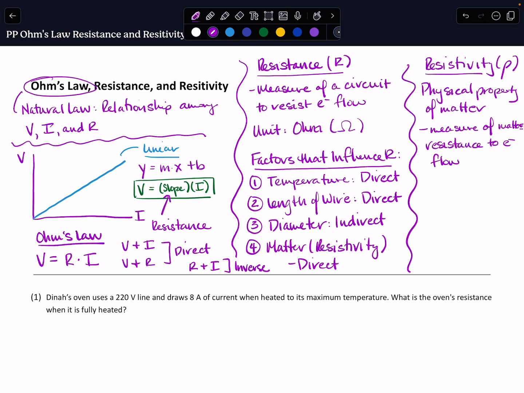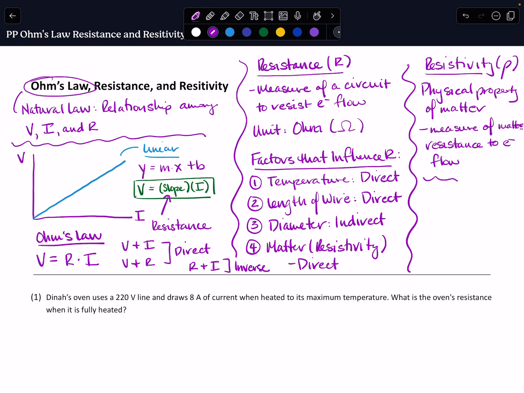It also can be used to separate our conductors, semiconductors, and insulators. Objects that are insulators are going to have very high resistivity values because they really don't want electrons to move from atom to atom. Whereas our conductors, our metals, are going to have low resistivity values, which tells us they actually don't mind the movement of electrons from atom to atom.